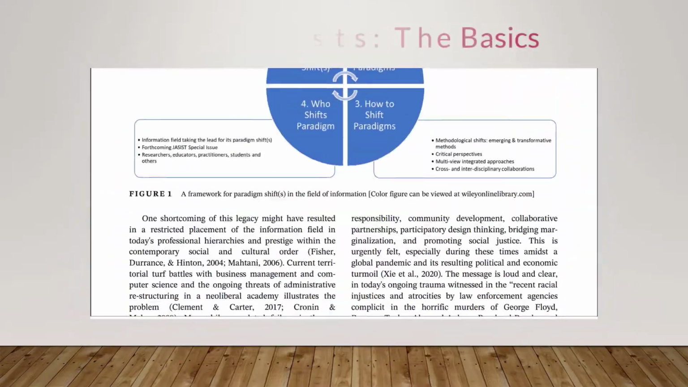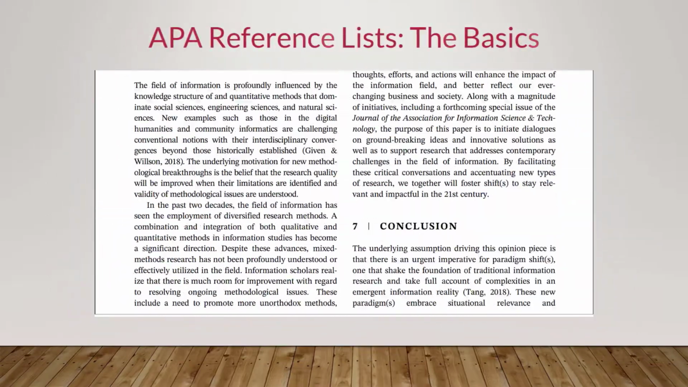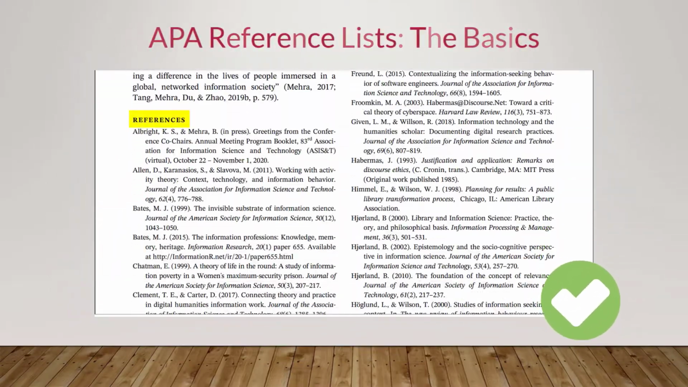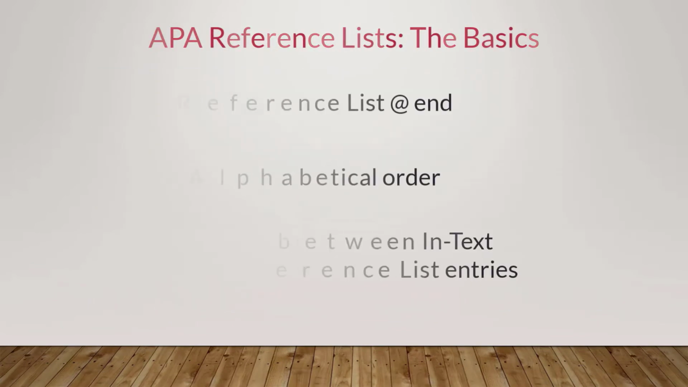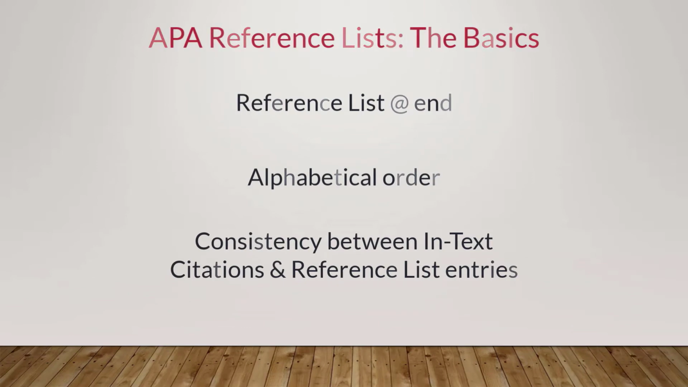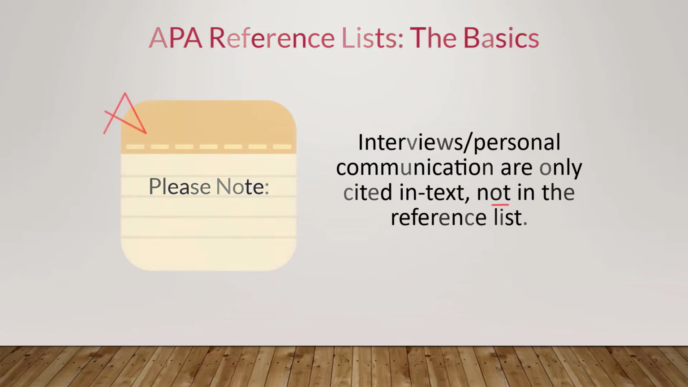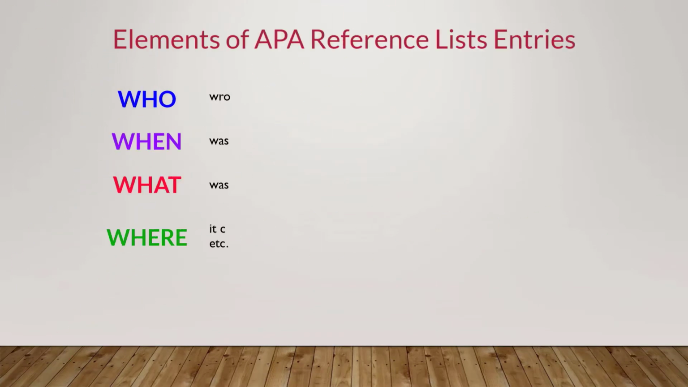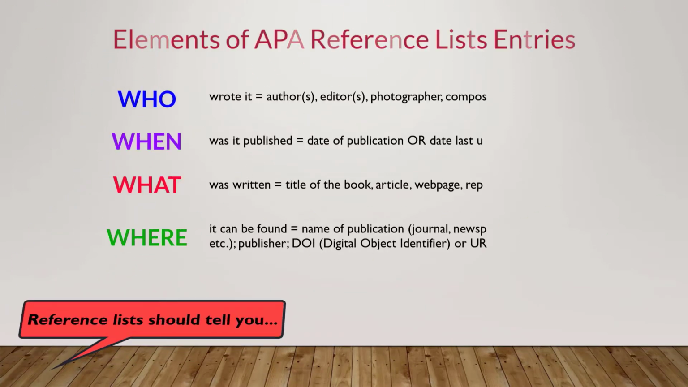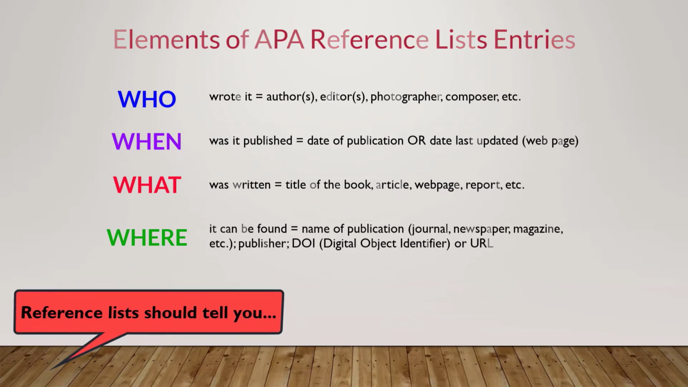APA citations can be divided into two main types. This video will address reference list citations. The reference list goes at the end of your work and lists all of the sources that you cited in your text. Everything that you cited in your paper should be listed in your reference list, with the exception of personal communications. In the reference list, sources should be listed in alphabetical order as well. Elements of a citation. Citations in the reference list should include information that tells the reader who created the source, when it was created, what it is called, and where it can be found.